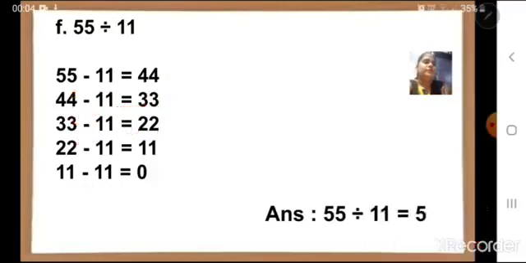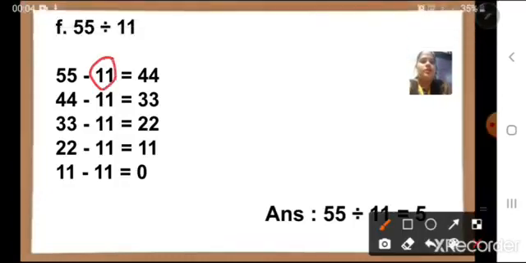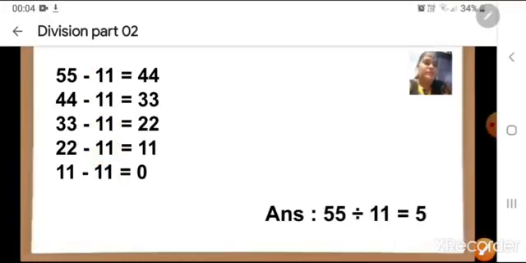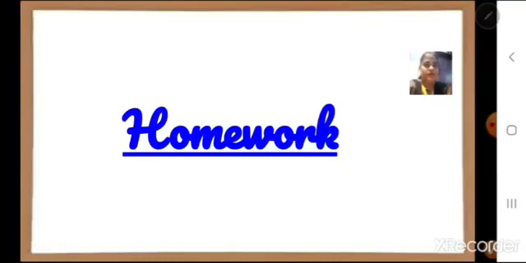Let us see, children, how many times 11 is repeated. 1, 2, 3, 4, 5. So our answer is 5. 55 divided by 11 is equal to 5. Okay, children. After this, first of all, you have to write it down properly in your notebook. Then note down your homework.